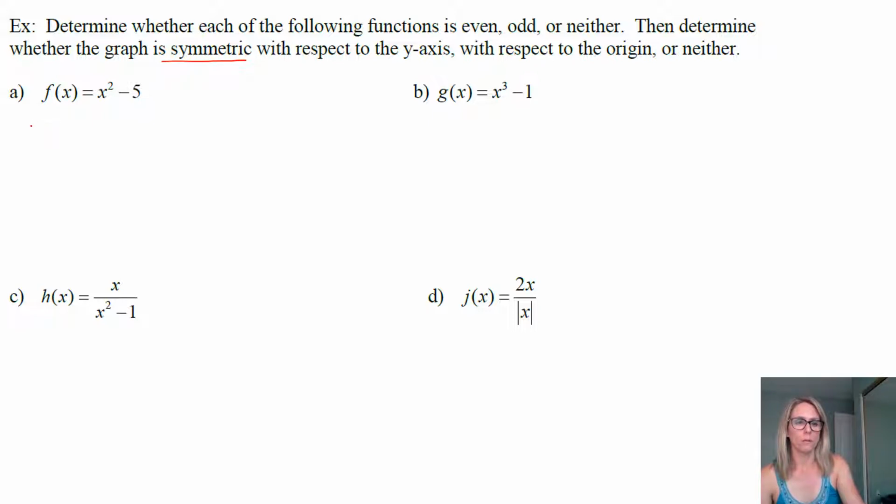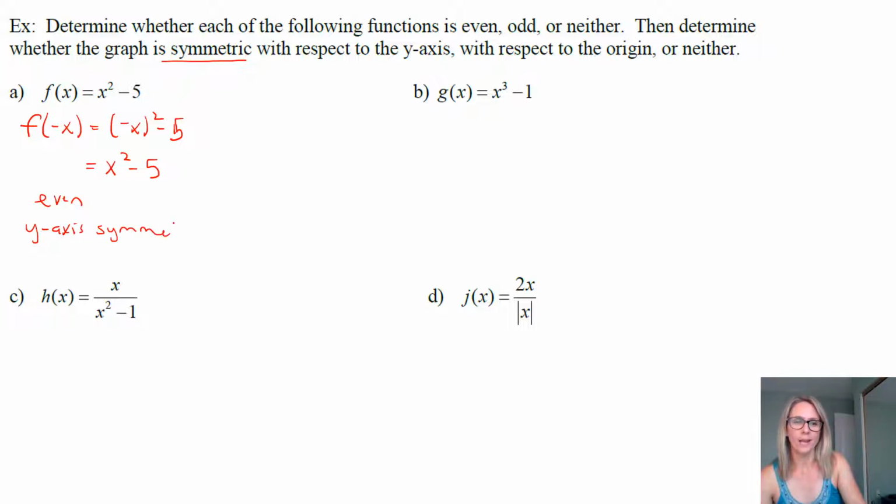So notice all we want to do is stick in negative x wherever we see x. That's all we do. And then in order to be done with it, we do need to simplify. So we write it out, and then we just simplify and see what we get. By doing this, you should be able to see that we put in negative x, and out came the exact thing that we started with. That tells us that this function is even and therefore has symmetry with respect to the y-axis.